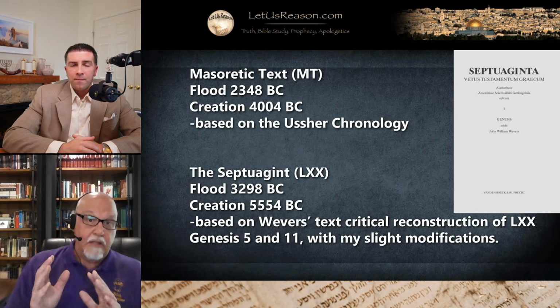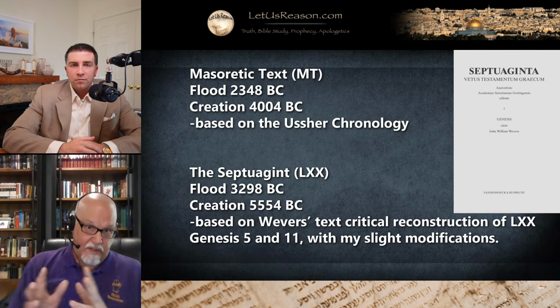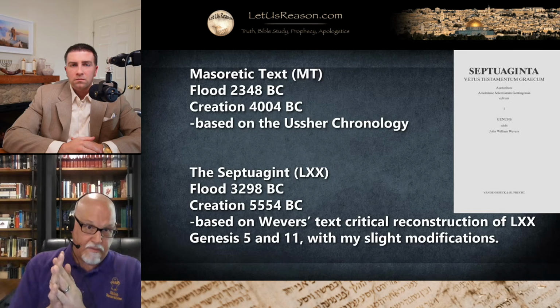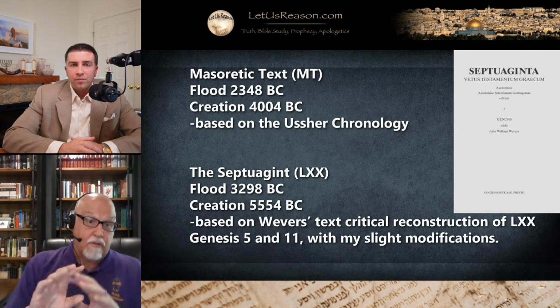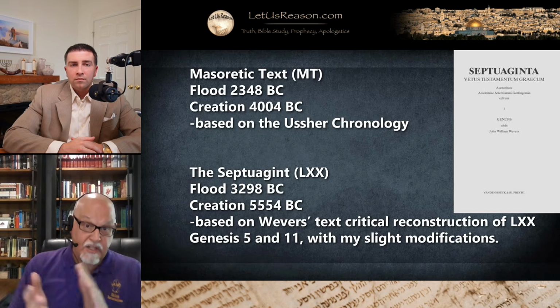I'm going to zero in on the Masoretic text here. You know, the classic date from the Usher chronology, and there's variations of this, has been the creation was in 4004 BC and the flood was around 2348. I've proposed that the Septuagint preserves most of the original numbers, and that would put the flood around 3300 BC.